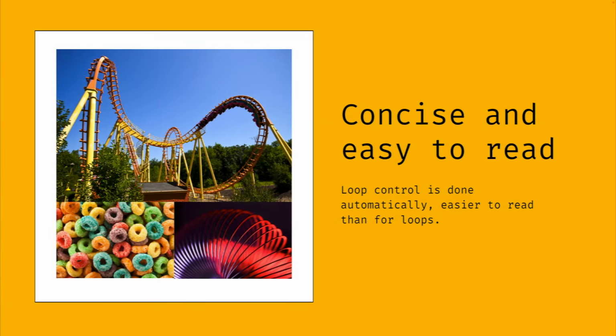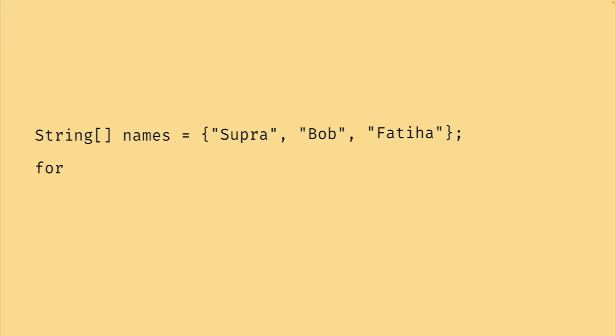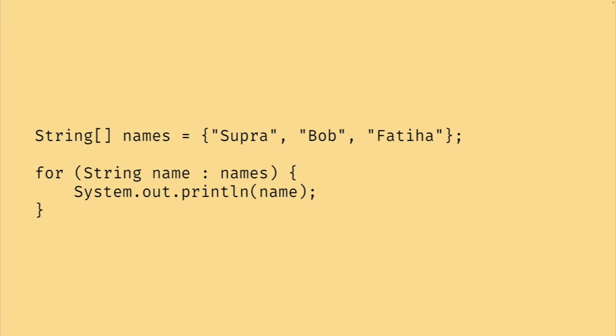They are very similar to the for loops, but they are more concise and easier to read, as they do not require the programmer to specify the loop control logic, such as the initial value, the loop condition, the iteration step. Here's an example of a for each loop that prints the elements in an array of strings. In this example, the for each loop will iterate over the names array and print each element to the console.